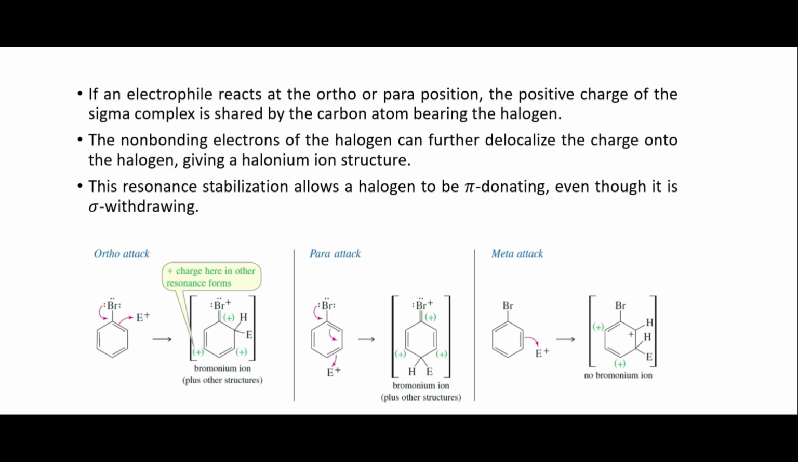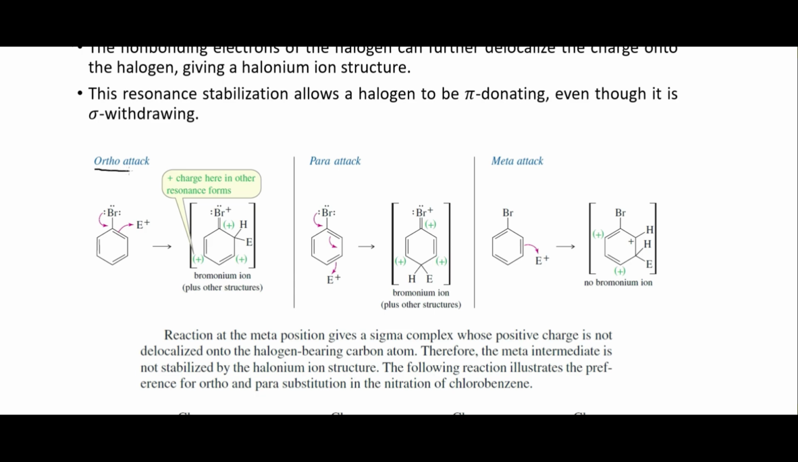And then, as we said, these are going to be ortho para-directing, and we can see that with the stability of the sigma complex. So if an electrophile reacts at the ortho and para position, the positive charge of the sigma complex is shared by the carbon with the halogen. So what we see here with the ortho and the para attack, what we end up with is the halonium ion going on right here.